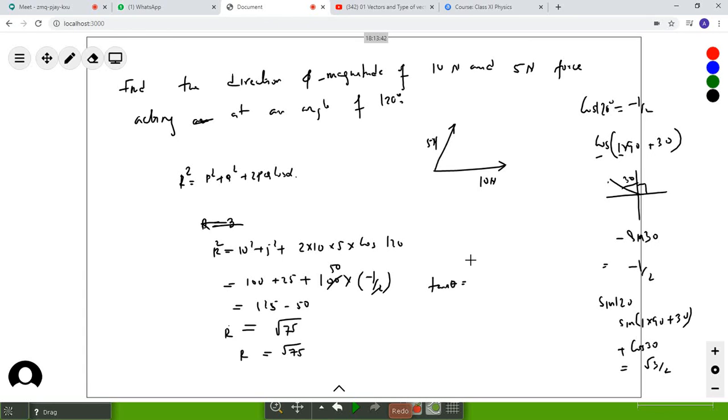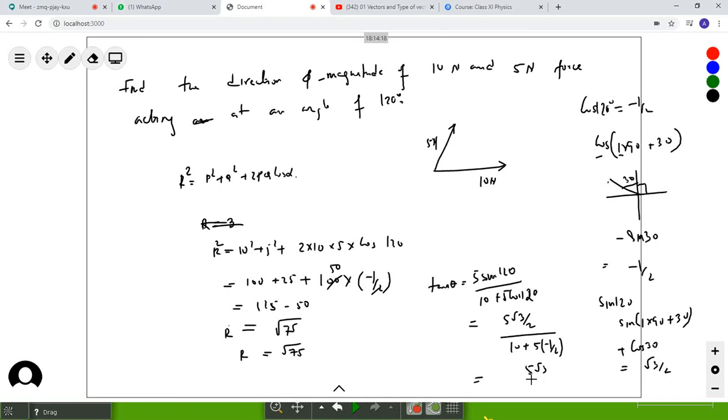So I got root 3 by minus 20. Q is how much? Q is 5. 5 sine 120 divided by P, 10 plus 5 cos 120. That gives me how much? Sine 120 is root 3 by 2. 5 root 3 by 2 divided by 10 plus 5 into minus half. 2 get cancelled.